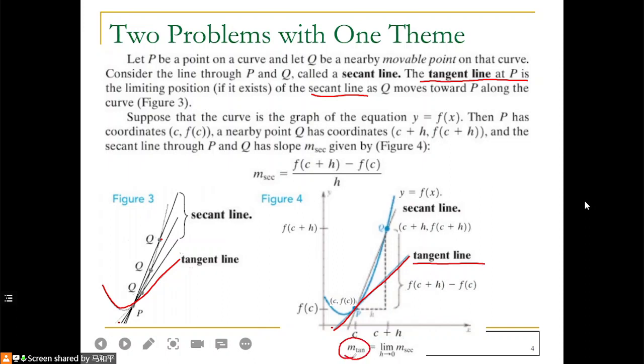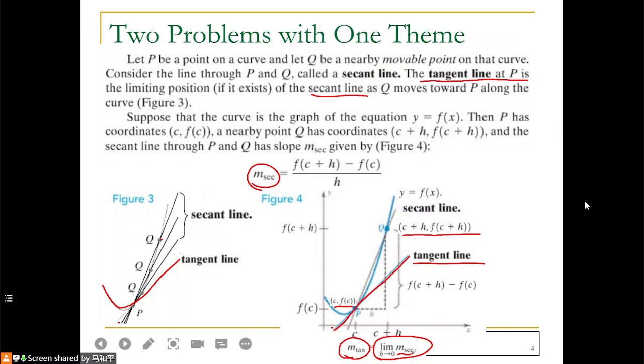slope, right? The slope. So we first calculate the slope of the secant line. We know two points, we know the coordinates. One is (c, f(c)), the other is (c+h, f(c+h)). So we calculate the slope of the secant line. And by the definition, the tangent line is the limiting position, so the slope of the tangent line is the limit as h approaches 0 of the slope of the secant line.